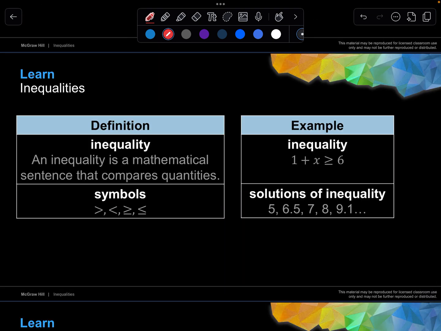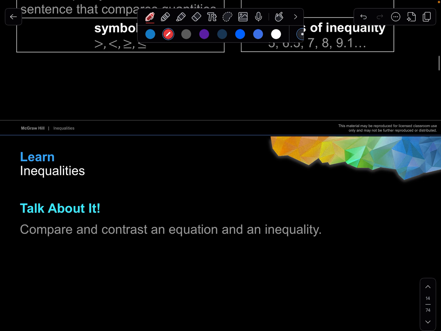For example, 1 plus x greater than or equal to 6. Right? If I choose a value of x equals 2, I would get 2 plus 1, 3, which does not make this inequality true. Whereas if I were to choose 5, 5 plus 1 is 6, which is equal to 6. Right? So anything bigger than 5 is going to be a solution of this inequality.